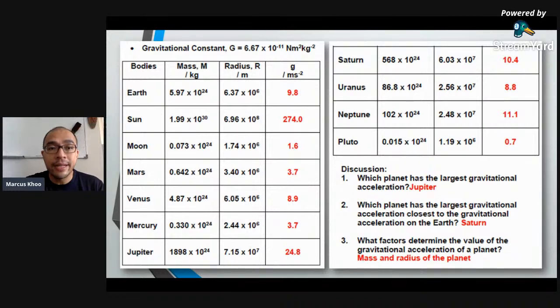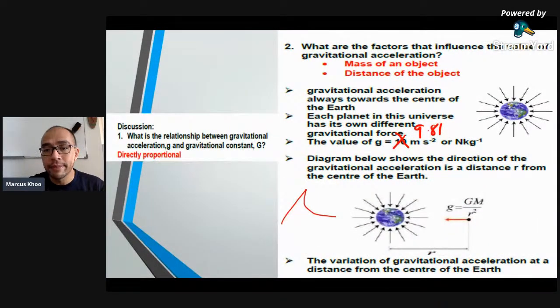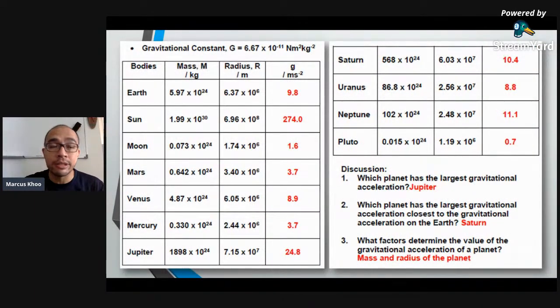Okay, and we find that even though sometimes the radius is very big, for example the sun, you find that the radius is very big compared to the Earth. And we know that from the formula, if the radius is very big, then the gravitational acceleration should be very small. But in actual fact, we find that another very big contributing factor is the mass. Whenever we look at gravitational acceleration, we look at the mass. The mass has a bigger impact rather than the radius itself. But it is undeniable that the factors that determine the value of gravitational acceleration are both the mass and the radius of the planet.